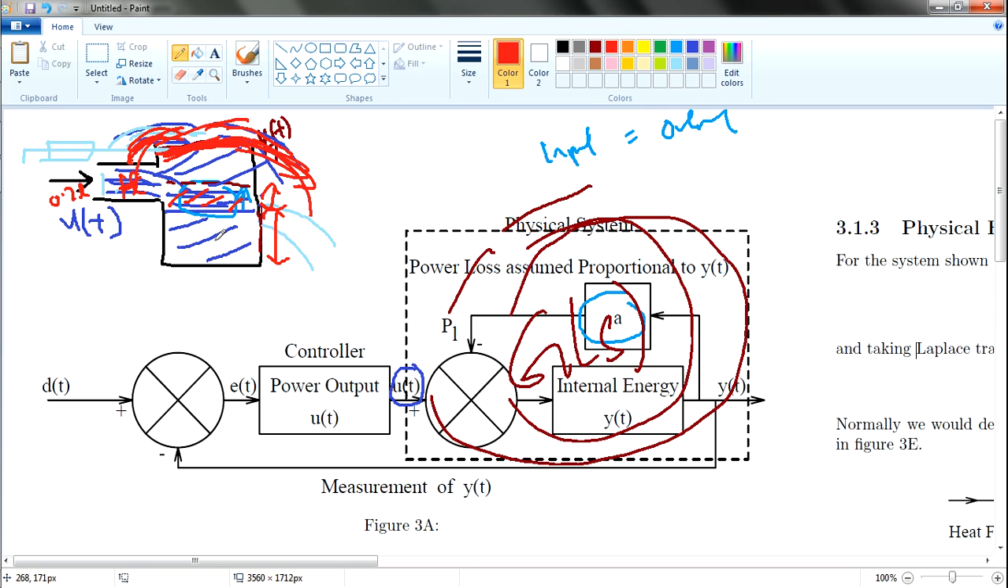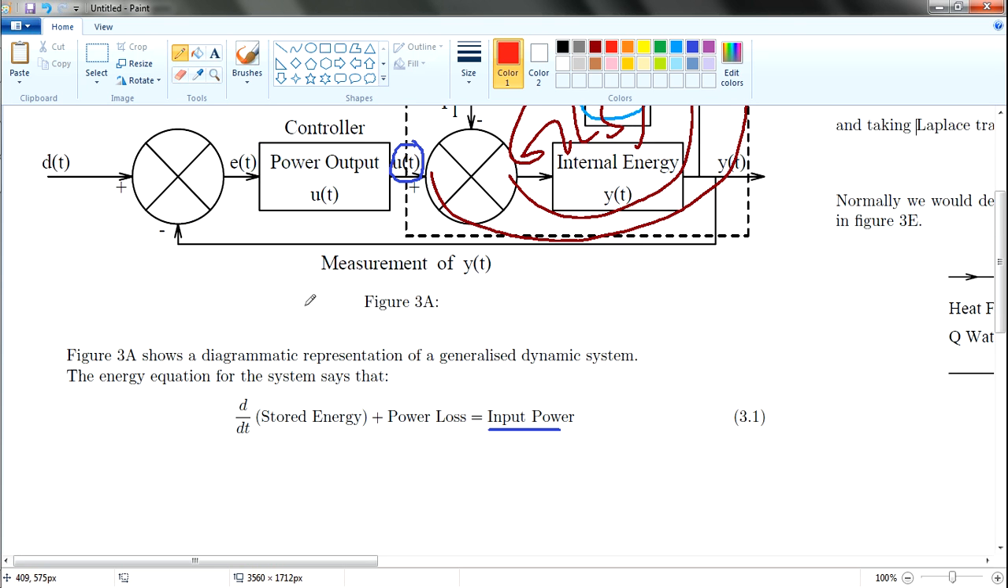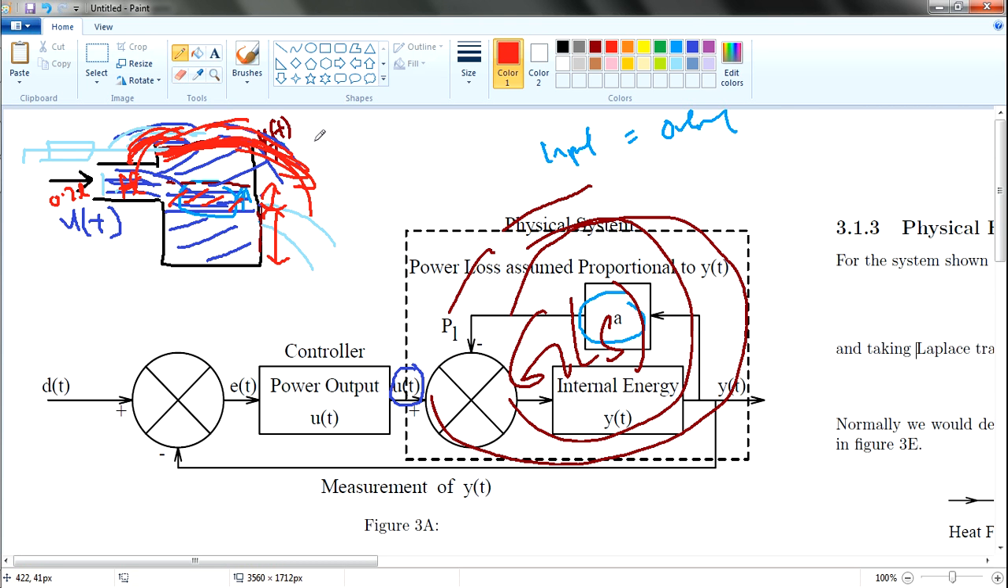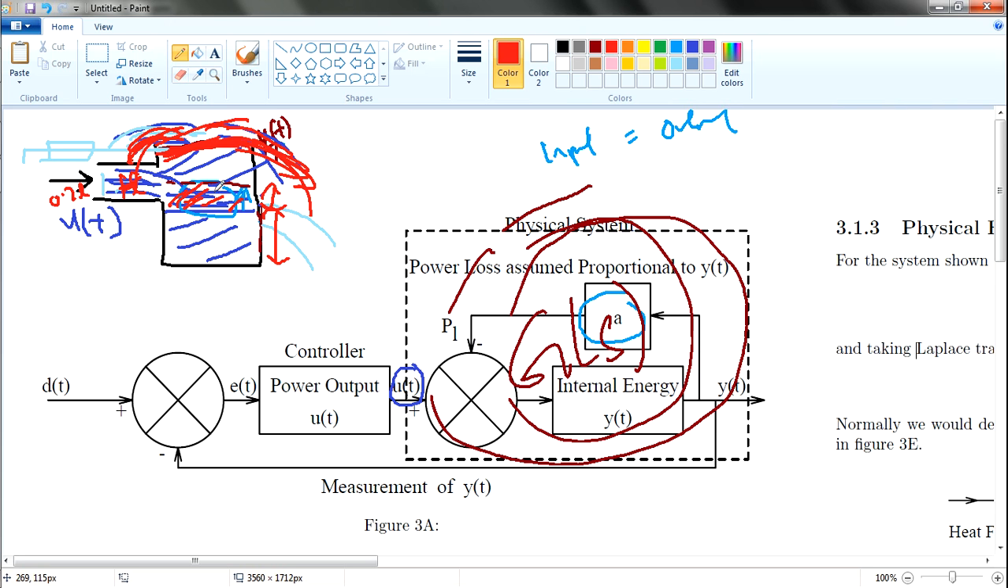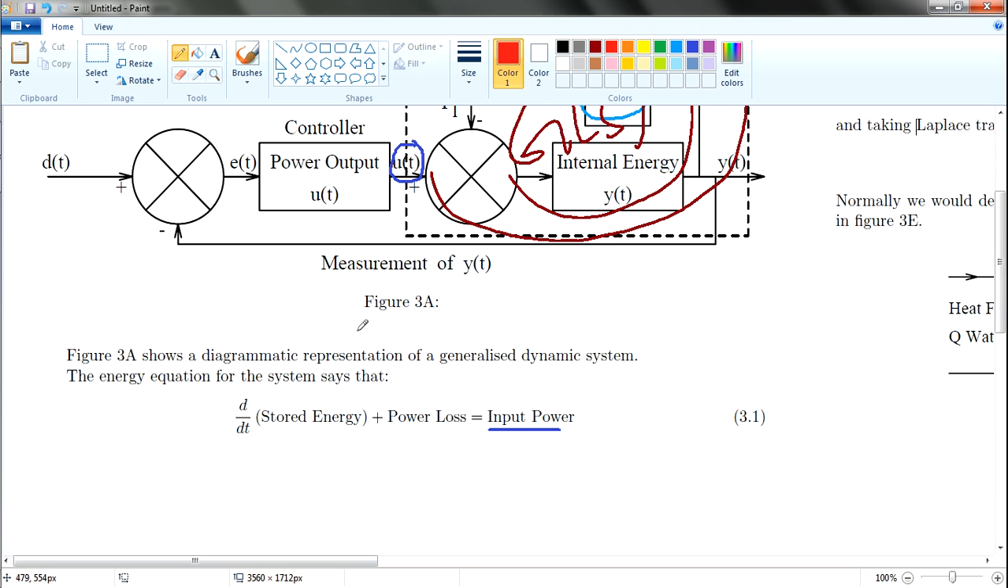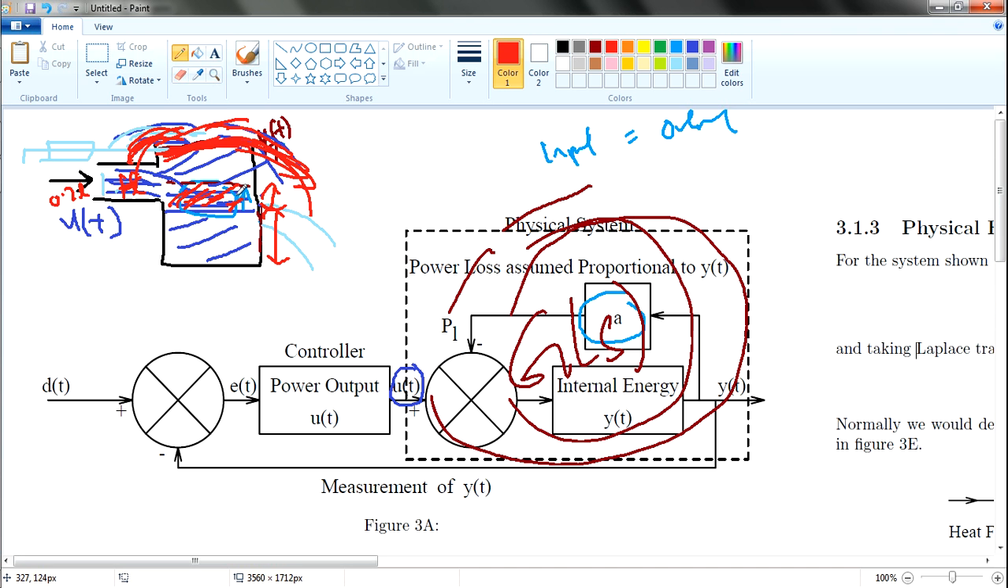Okay, in this case, the height measures the amount of water inside. To measure internal energy, maybe you need some energy sensor or that type of thing. So in this case, we use height to represent the amount of water inside the tank. This is why we use dy/dt, but the y in this case is h. So the input power will give rise to the amount of change in the stored energy, while you may also account for some power losses somewhere else.